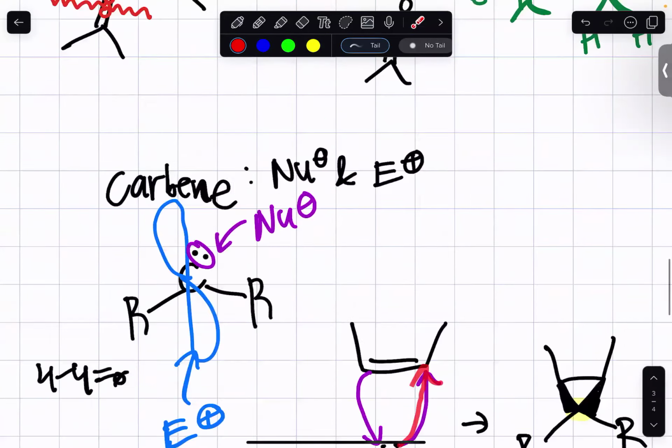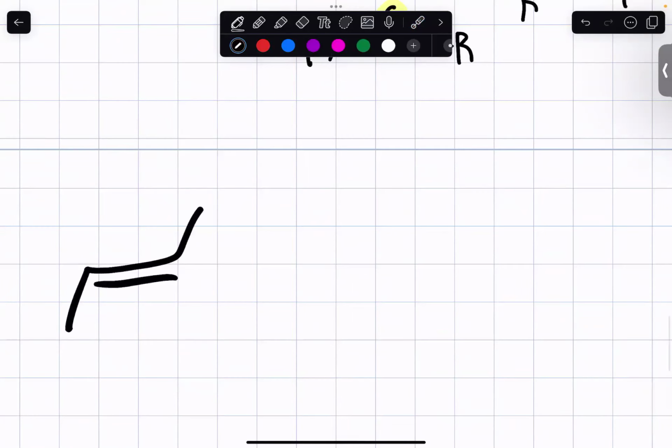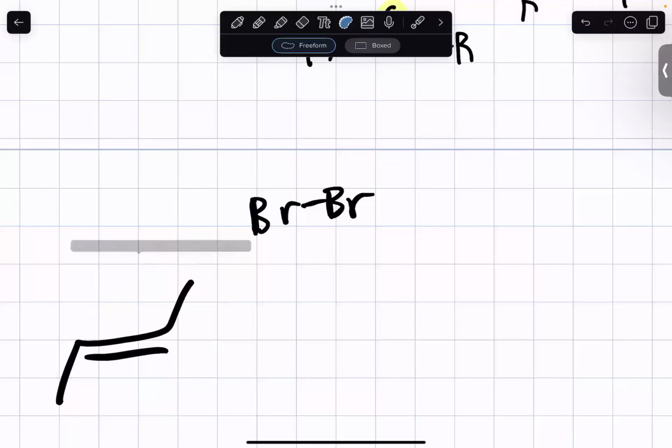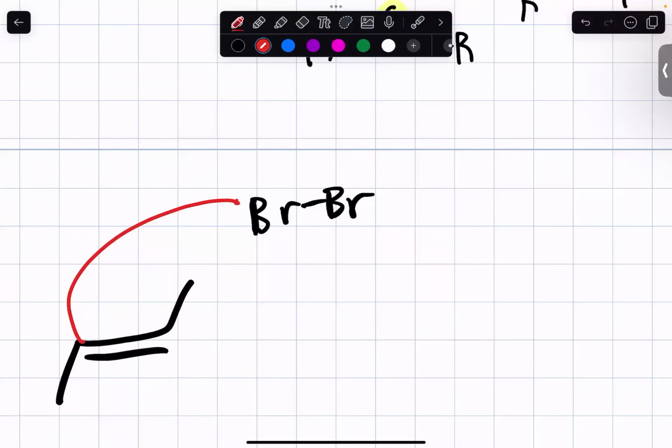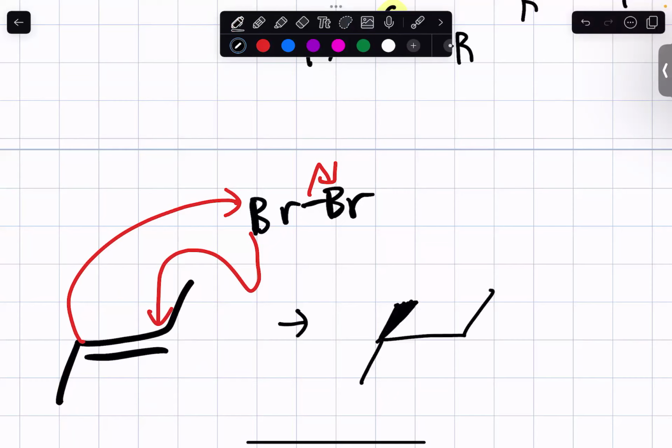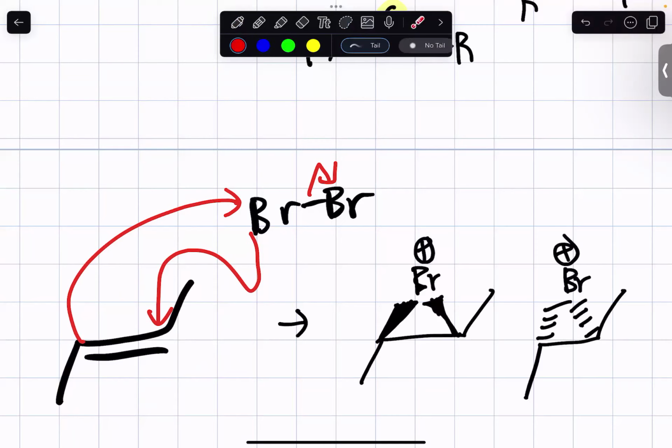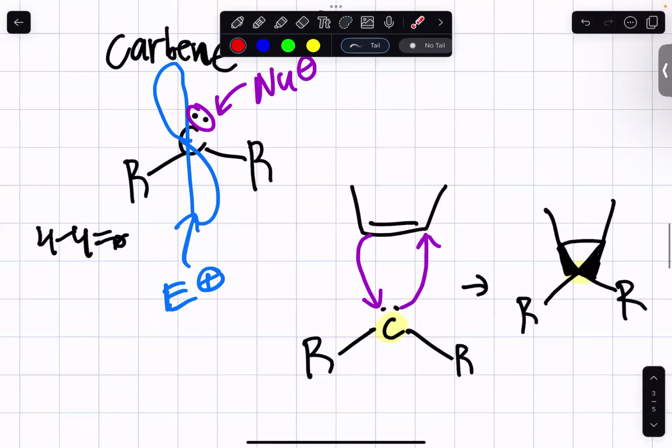It's also very similar to, let's say, an X2, like Br2. We know that the alkene is going to attack the bromine, kick out the other bromine, and then the bromine is going to attack the other side of the alkene at the same time, giving us a cyclic bromonium ion that are on the same side. So either both wedges or both dashes like that. This is because they attack at the same time. Very similar to how this carbene and alkene are attacking each other at the same time, giving us the same stereochemistry there.